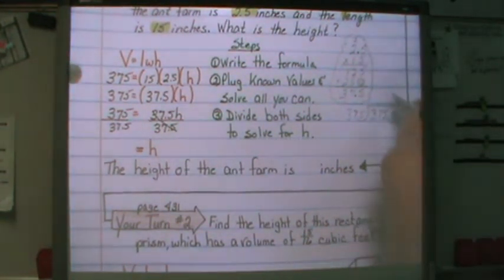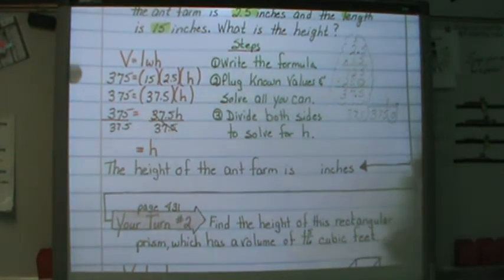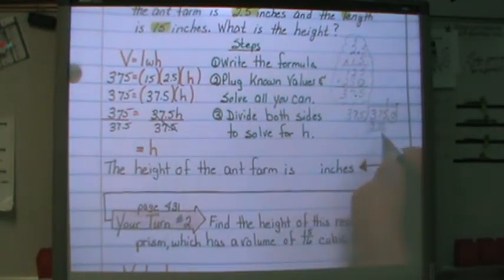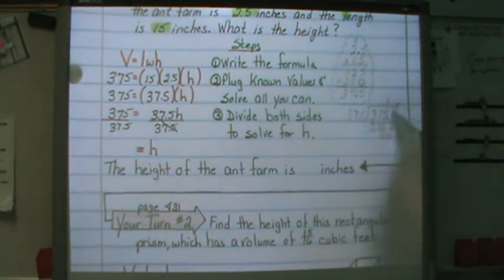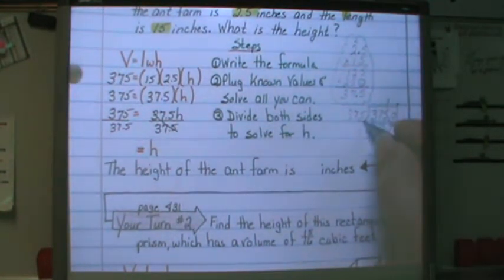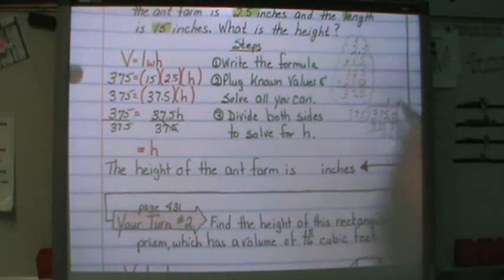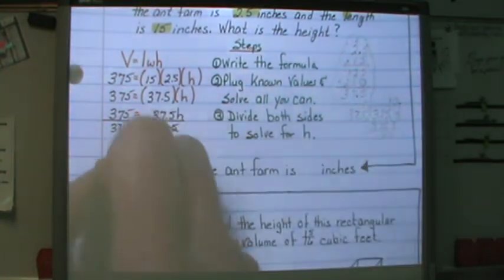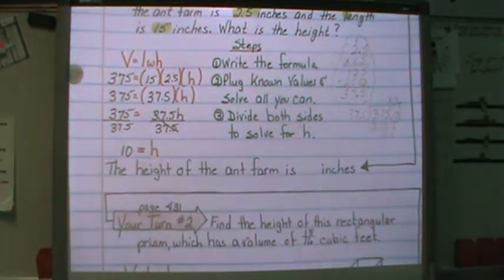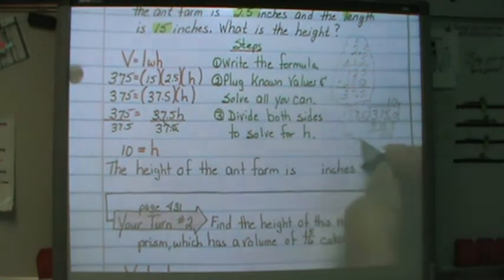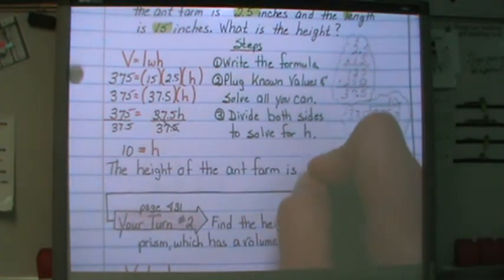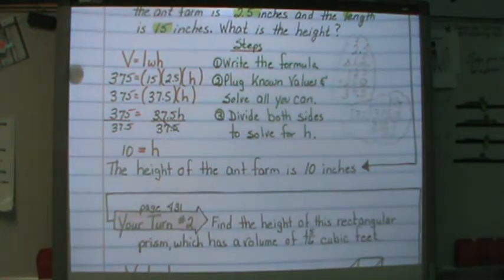3,750. Well, that's kind of easy. I know this goes 1 right there, and it uses up all 375 of them. Bring down my 0. I must address this place value, even though it's a 0. So you ask yourself, well, how many times does 375 go into 0? It is 0 times. So my answer is, you guessed it, 10. So the height of the ant farm is 10 inches.